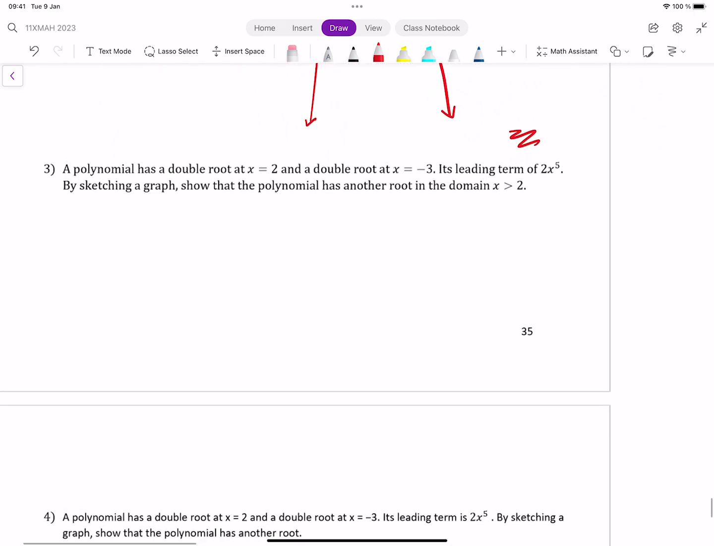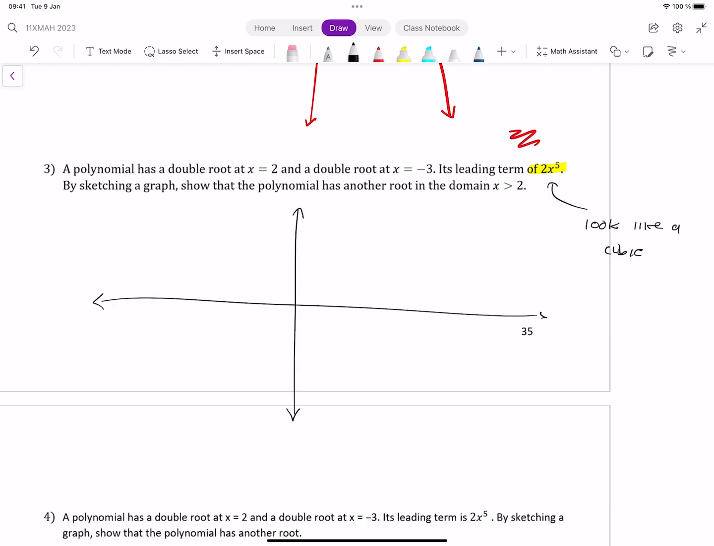Number 3, a polynomial has a double root at 2 and a double root at minus 3. Its leading term is 2x to the power of 5. Now remember, anything that is an odd power looks like a cubic. And this is a positive cubic, or a positive function that looks like a cubic. Now we know that positive cubic looking functions have to start down here and end up here. Now we also know that there's a double root at minus 3 and 2.